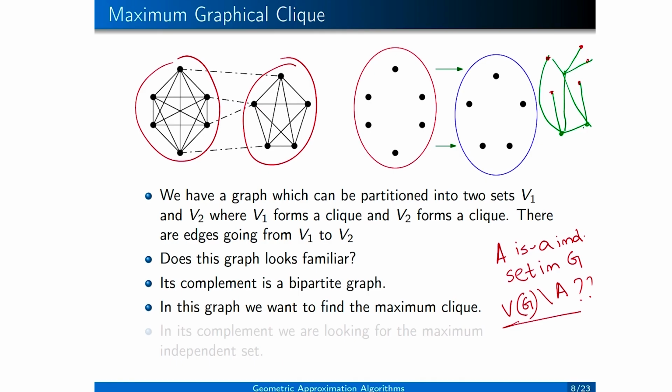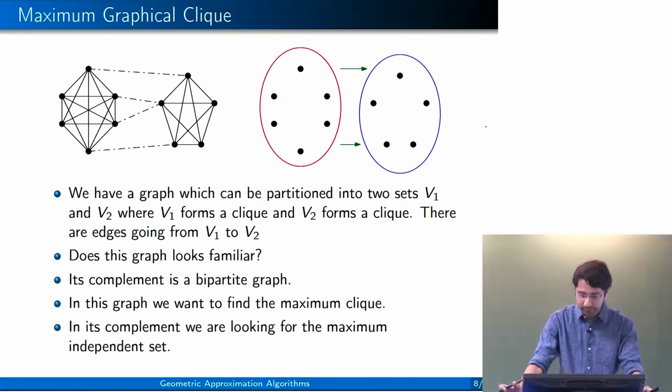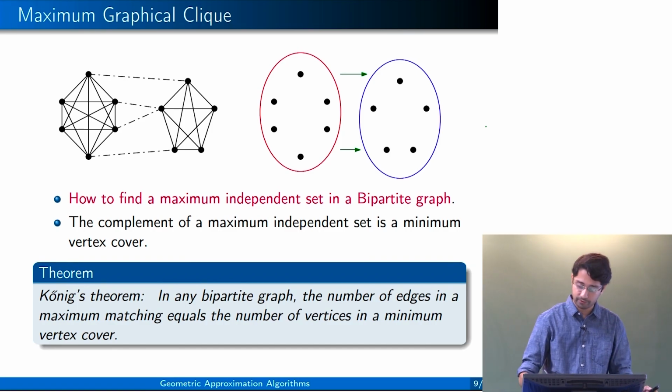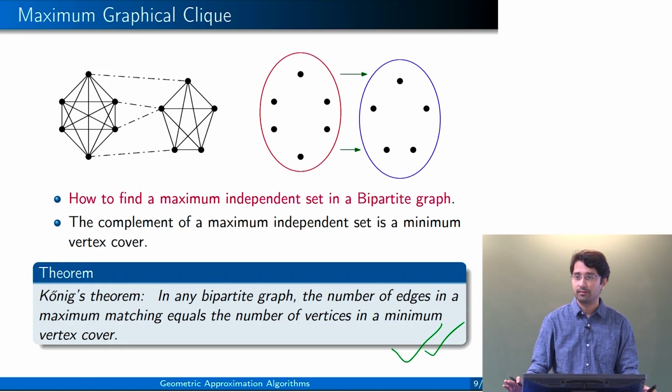Is it okay? Are you with me? How to find a minimum vertex cover in a bipartite graph? That is Koenig's theorem. There is a famous theorem that from the maximum matching in a bipartite graph you can quickly find a minimum vertex cover. This is basic graph theory.